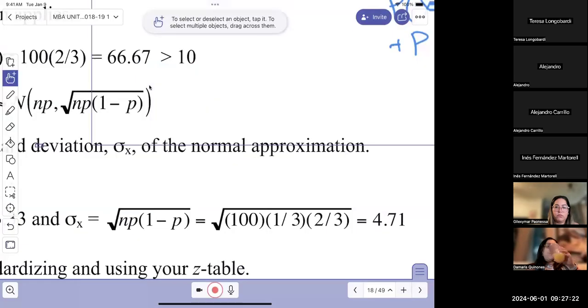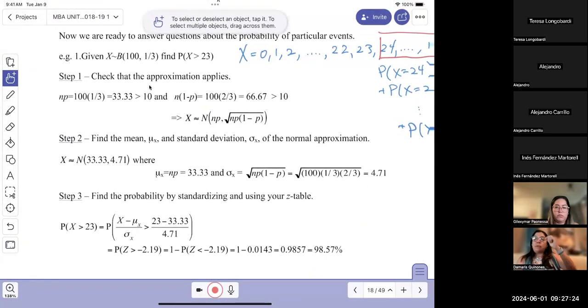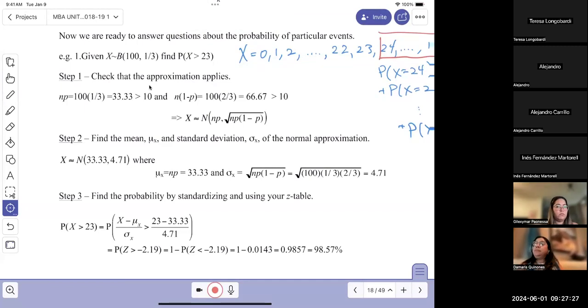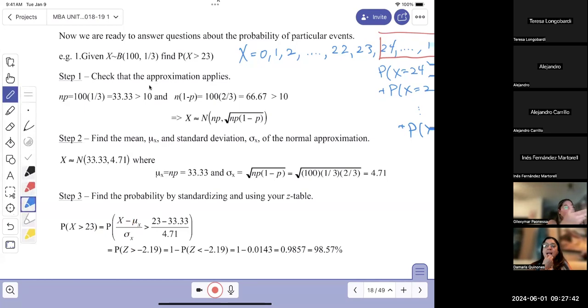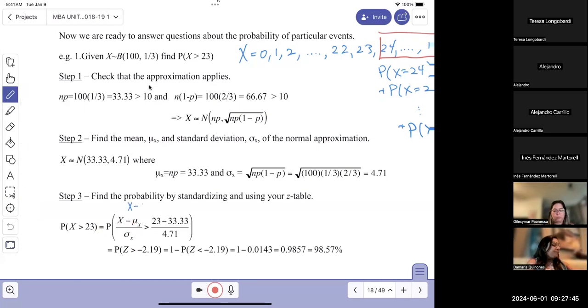Okay, so what do I do now? Now I solve the question as though it's a normal. I standardize X, I standardize 23. How do I standardize X? I subtract the mean and divide by the standard deviation. If you don't like the symbols, just write it in words. So X minus the mean, divide by standard deviation, standardize it. That's what you do here. And you end up with this Z greater than negative 2.1.